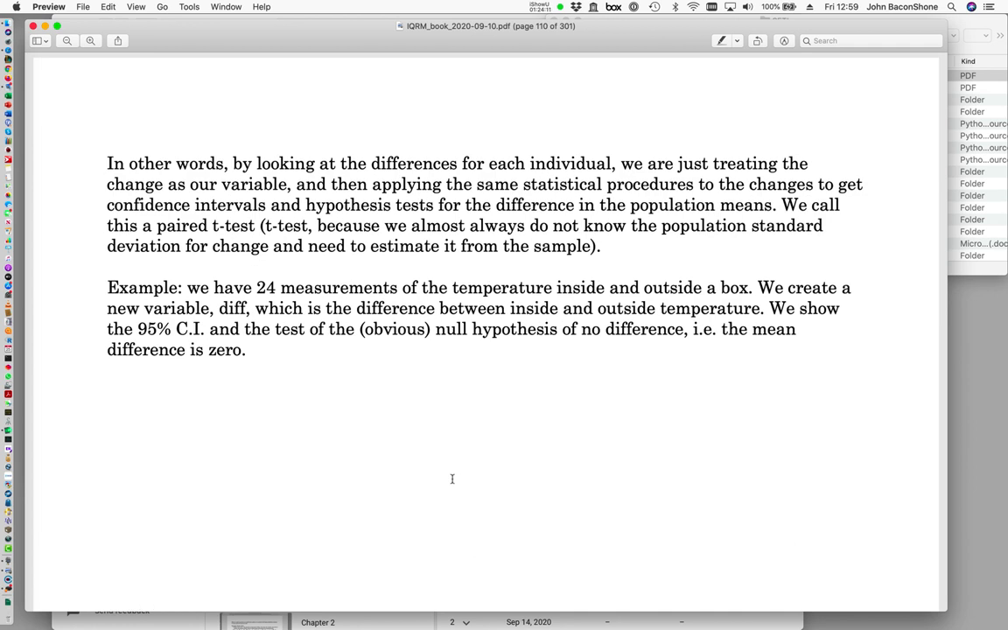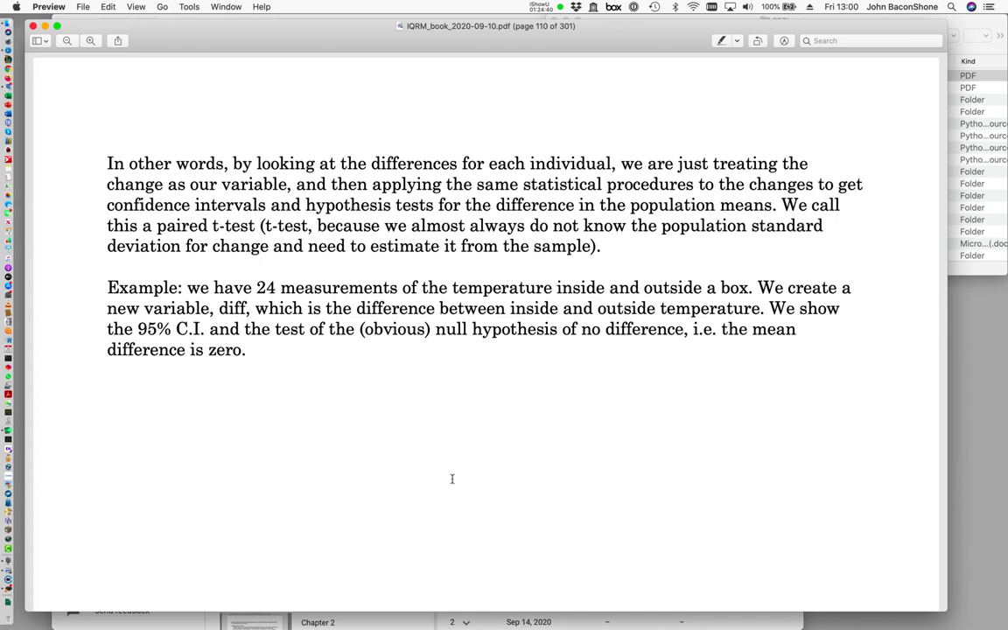So by looking at the differences for each individual, we're just treating the change in score as our variable, and we're applying exactly the same statistical procedures to the changes to get confidence intervals and hypothesis tests for the difference in the population means. As I said, it's paired because we're looking at matched individuals. It's a t-test because we do not know the population standard deviation for change.